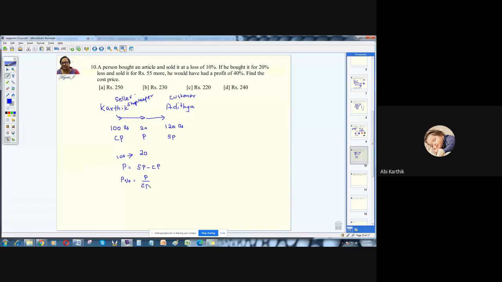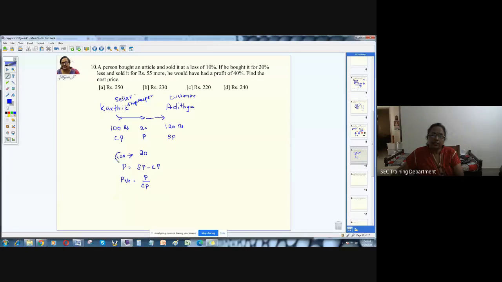Cost price. For the 100 invested, he is getting 20 as profit, right? Into 100. So how much is the percentage he is getting? 20% profit, correct? The profit is 20%.